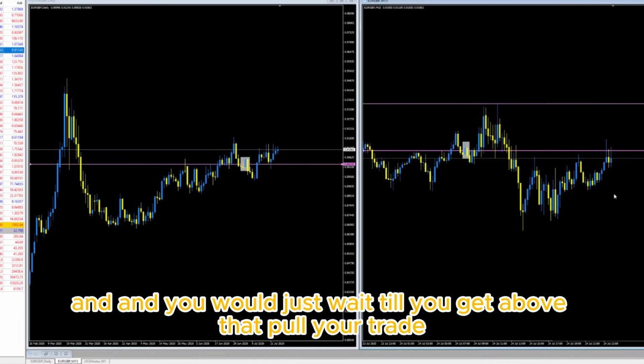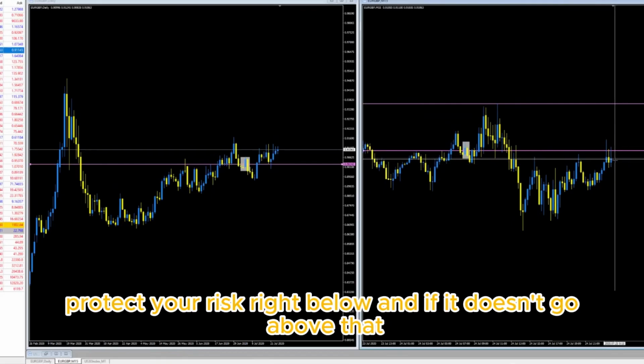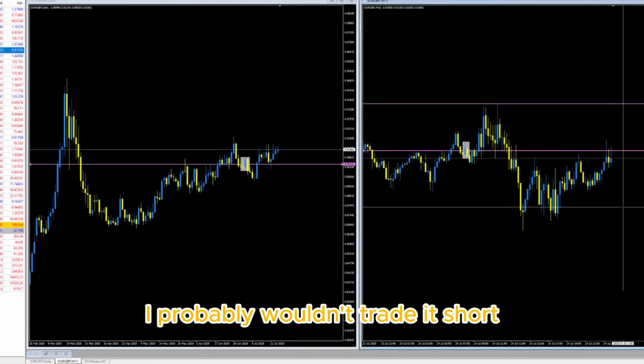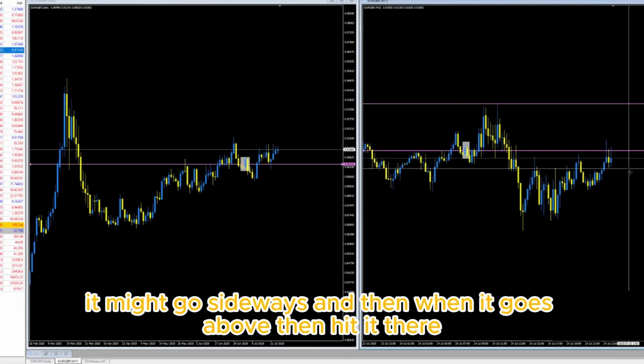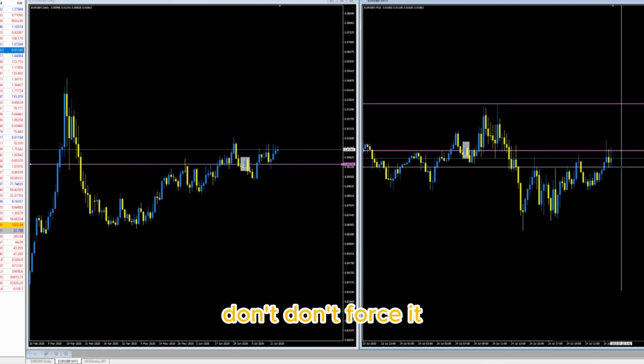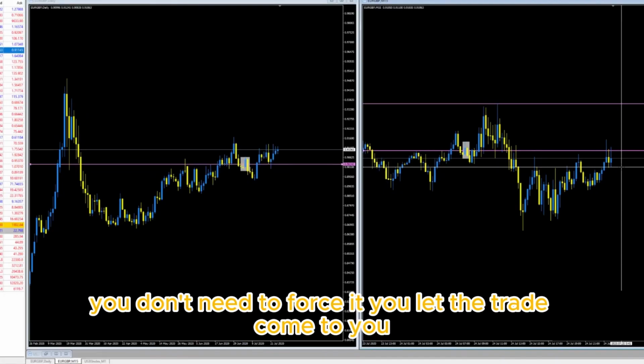And you would just wait till you get above that, pull your trade, protect your risk right below. And if it doesn't go above that, I probably wouldn't trade it short. I would still stick with the uptrend. I would just give it more time. It might go sideways, and then when it goes above, hit it there. Don't force it. You don't need to force it. You let the trade come to you.